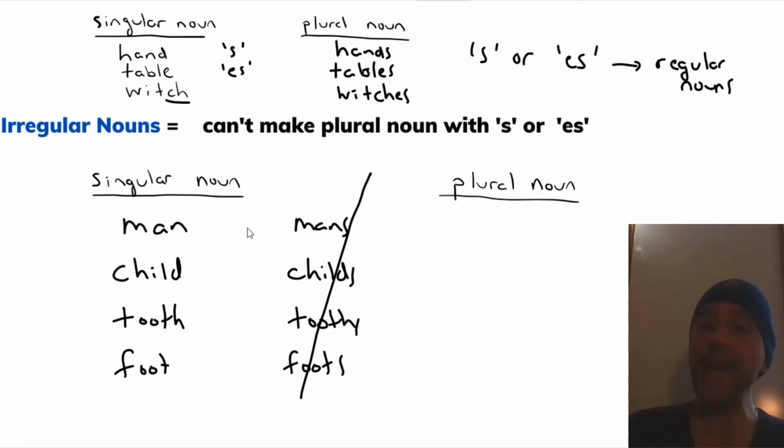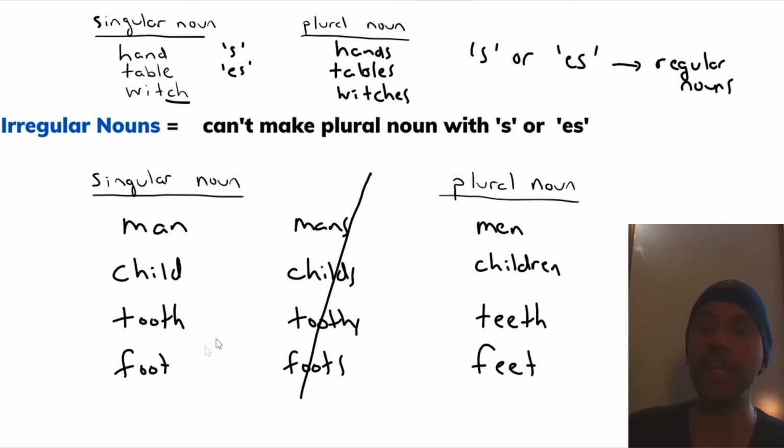So for these, man, the plural of man is men. So if there's more than one man, we say men. If there's more than one child, we say children. More than one tooth, teeth. And more than one foot, feet. So these are called irregular nouns because I can't just put an s on the singular to make it plural. The spelling is different. Like I said, most nouns that we will find will be regular nouns, but sometimes you will find some that are irregular.